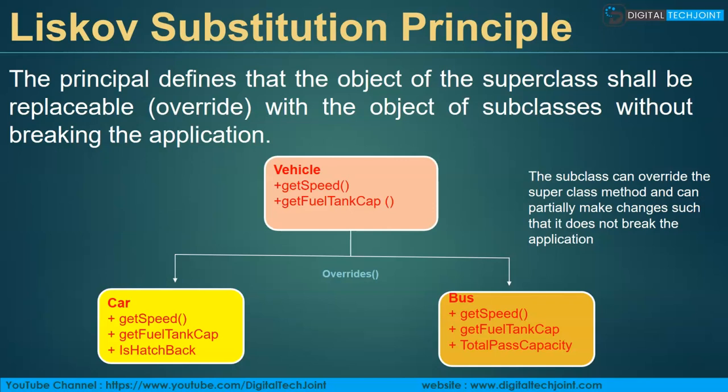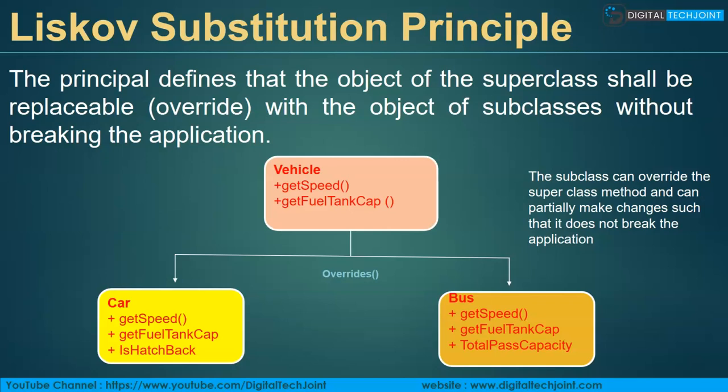Now we have other classes called Car and Bus, which implement the Vehicle superclass. Here Vehicle is a superclass and the classes Car and Bus are subclasses. Since Car and Bus implement Vehicle, they can definitely use getSpeed and getFuelTankCapacity. Car and Bus are different entities altogether. However, they are able to use getSpeed and getFuelTankCapacity of the base class, that is Vehicle, and they have the capability to override them.